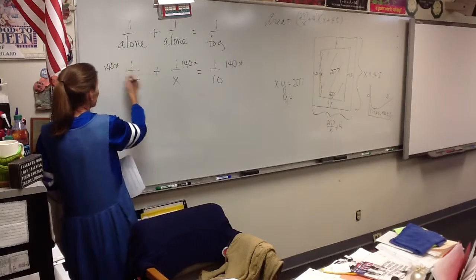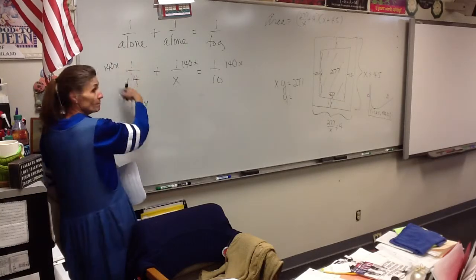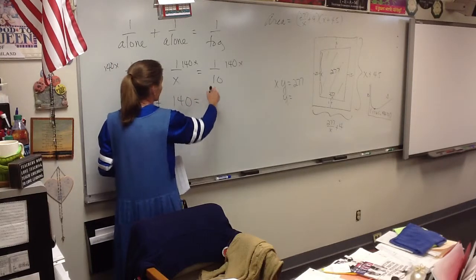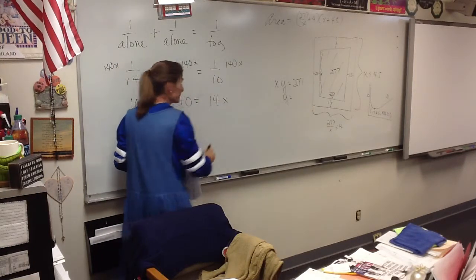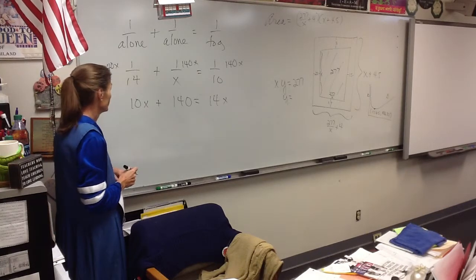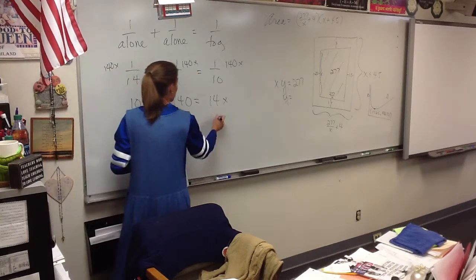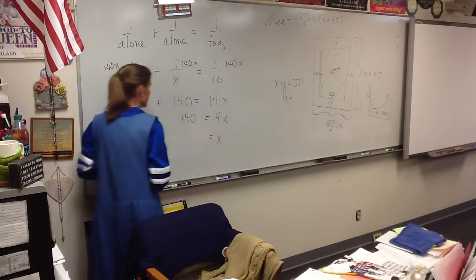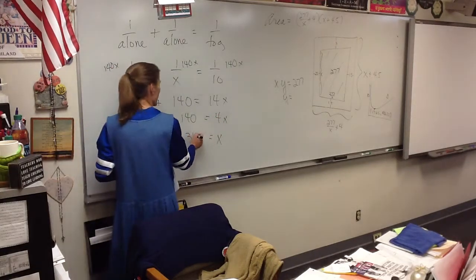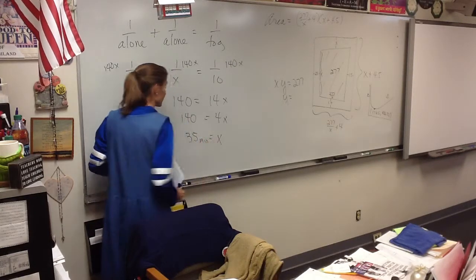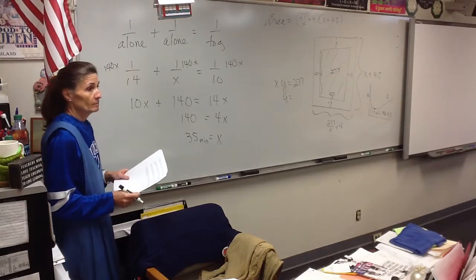So this would leave me with 10x, right? Plus 140 equals 14x. So 4x equals 140 and x equals 35 minutes. That makes no sense.